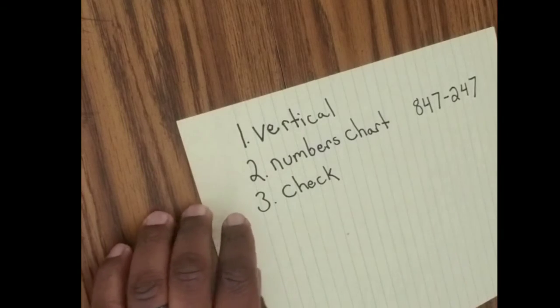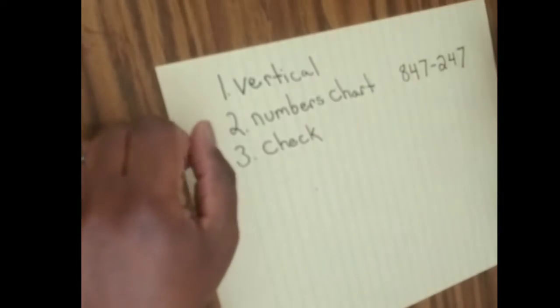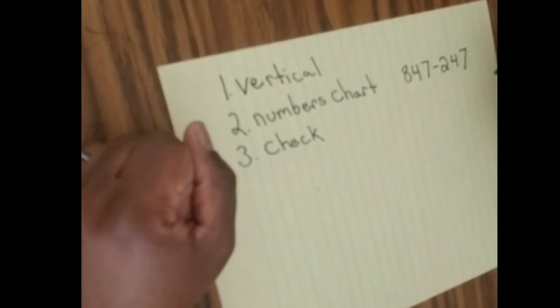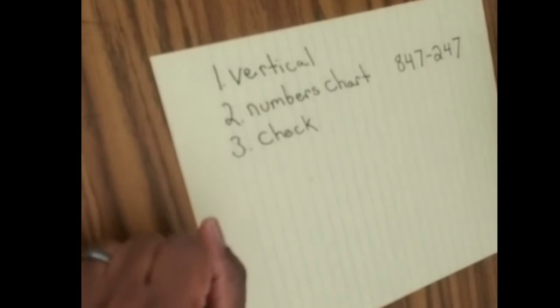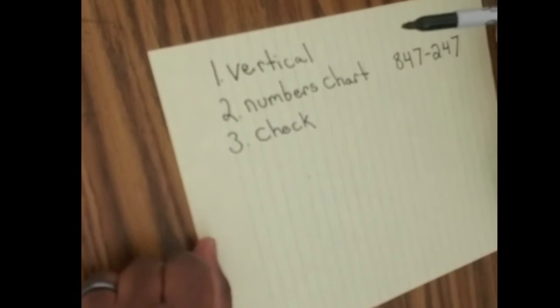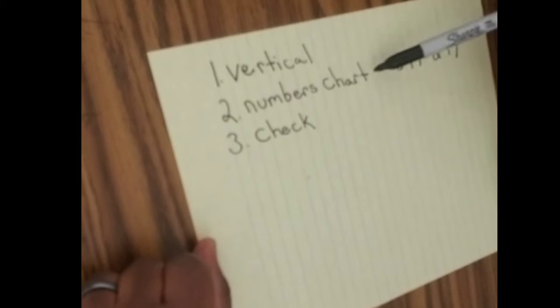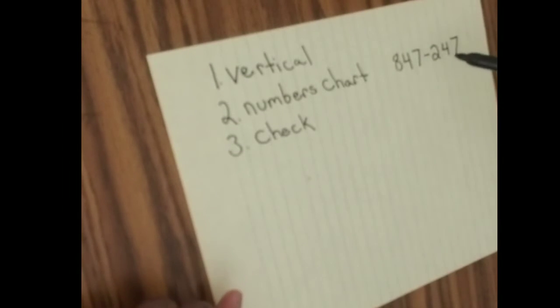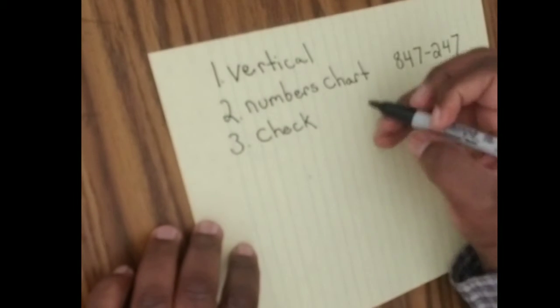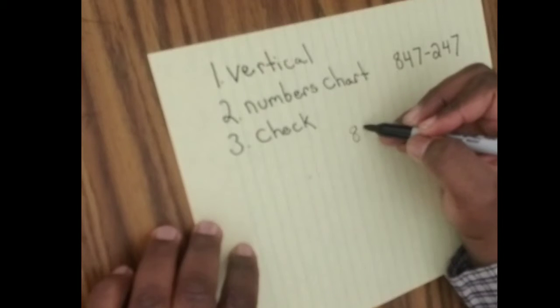Good day, everyone, and welcome back to Mr. Dickson's Learning Steps. We're going to continue day 3 of our subtraction with 3-digit numbers using 3 methods, which is writing the problem vertically, the numbers chart, and checking our work. Today's problem is 847 minus 247. So first step is we're going to write the problem vertically.